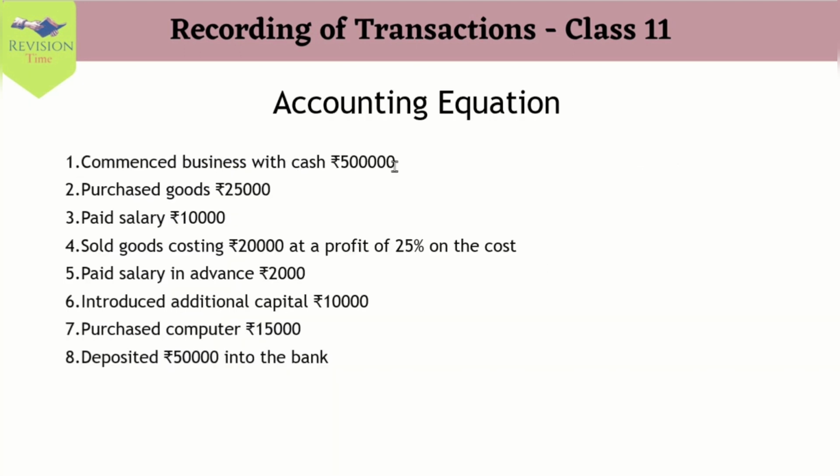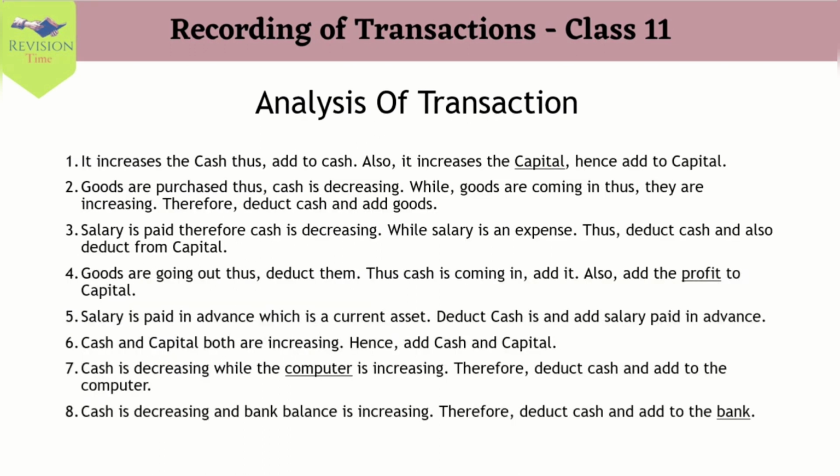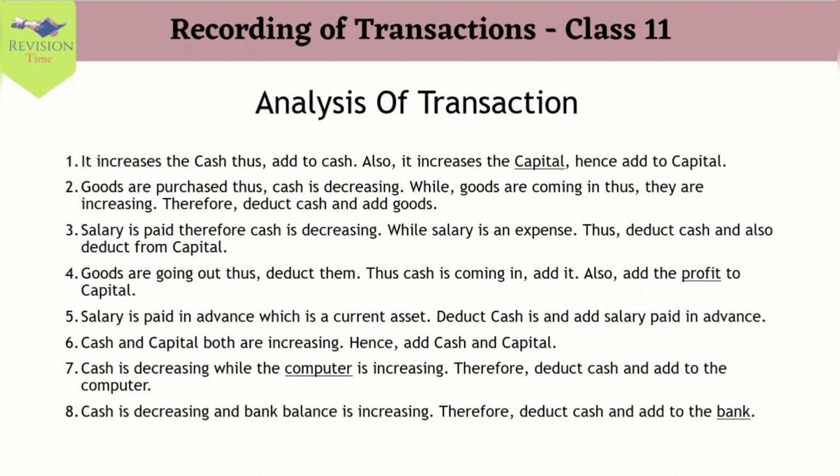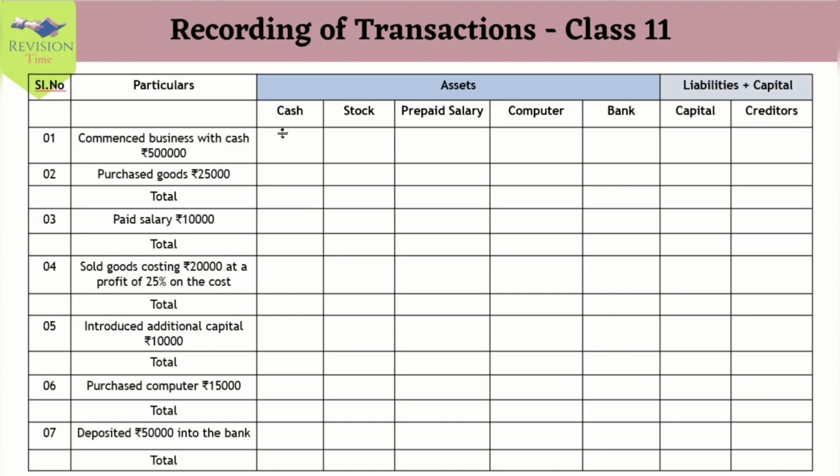Commenced business with cash 5 lakh. We are commencing the business. So commencement, starting the business. So here it increases cash and thus add the cash, increases capital, add the capital too. So capital is brought in the form of cash of rupees 5 lakh. Same is in capital.